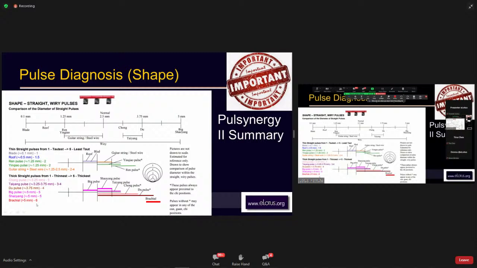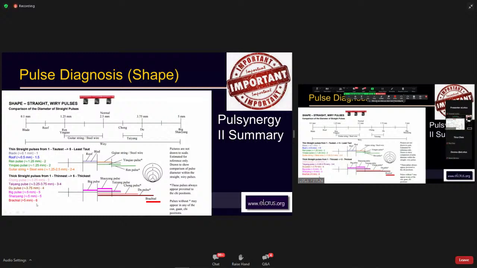The blade pulse is something he talks about only for the left guan. And if you find a very thin, very tight pulse, almost like a blade cutting your hand, that is a very dangerous pulse for the liver. It just pretty much means liver cirrhosis or the liver is going to fail. It's a very dangerous pulse.